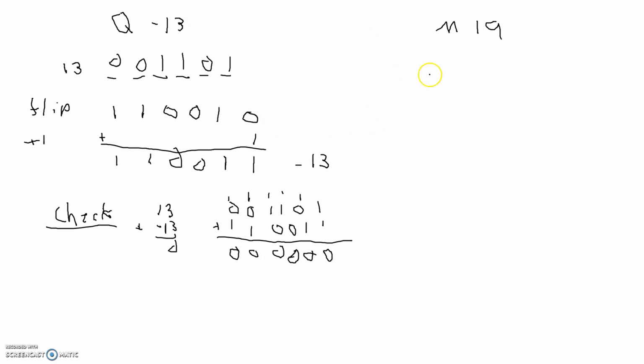Okay, so our M, 3, 4, 5, 6. So the largest power of 2 that's less than 19 is 16. Sorry. 2 to the 0, 2 to the 1, 2 to the 2, 2 to the 3, 2 to the 4. Yay! So 19 minus 16 is 3.